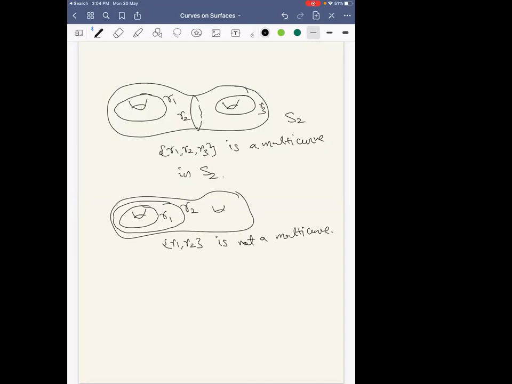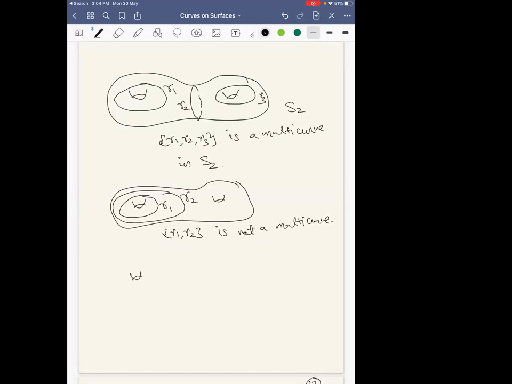Okay. And also, if you look at this picture, let's say gamma 1, gamma 2. This is also not a multi-curve, because gamma 1 and gamma 2 intersect. So this is.